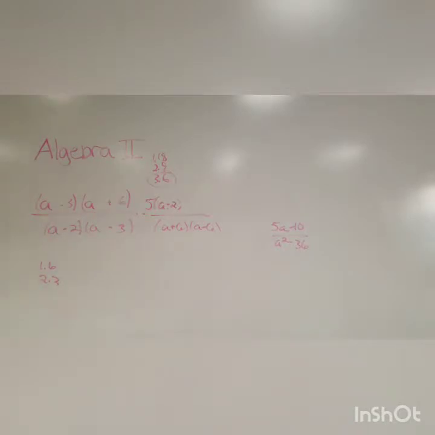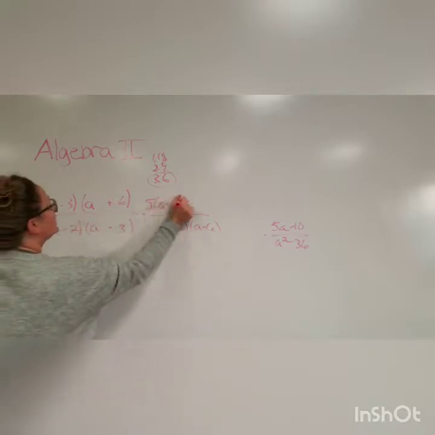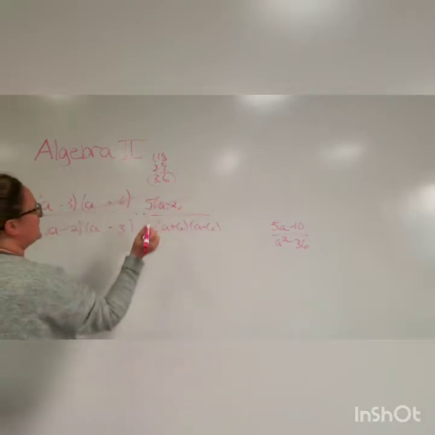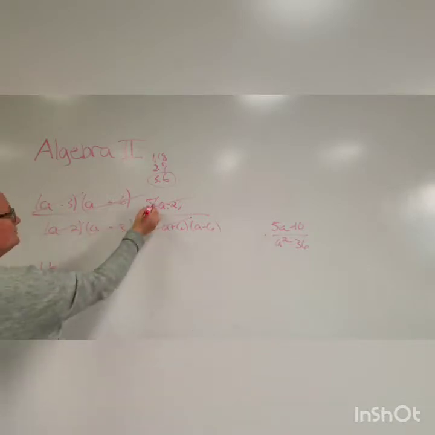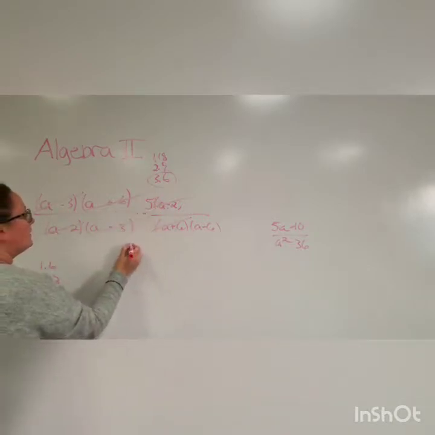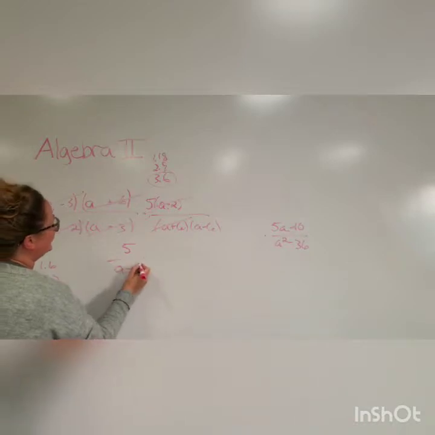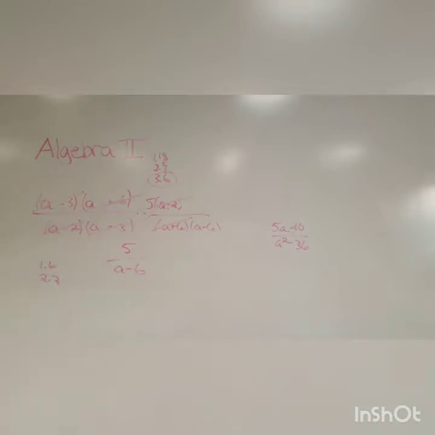Start recognizing those, and it will help you a lot. All right, now we can cancel everything that matches in here. We have an a minus 2 and a minus 2. We have an a plus 6 and a plus 6, an a minus 3 and an a minus 3. So what we're left with is the 5 over a minus 6.